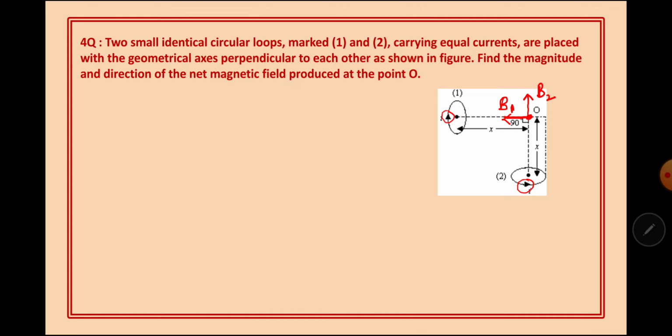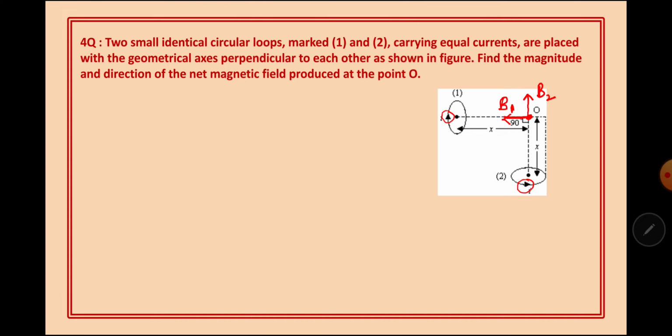Now, these two are perpendicular to each other, and we know for perpendicular vectors, the resultant is given by the square root of a square plus b square. And we'll make use of this formula. Now, just look at the situation. The distance of point O is equal to x from both the loops. Both the loops have an equal amount of current. The current is the same, the distance is the same, the medium is also obviously the same. Therefore, the values of B1 and B2 by all means are going to be equal.